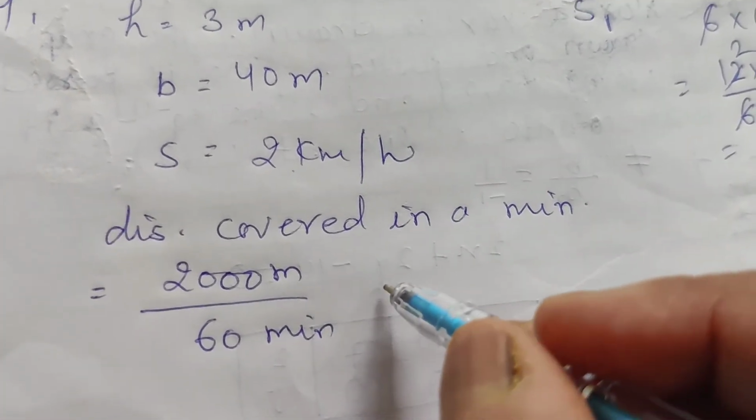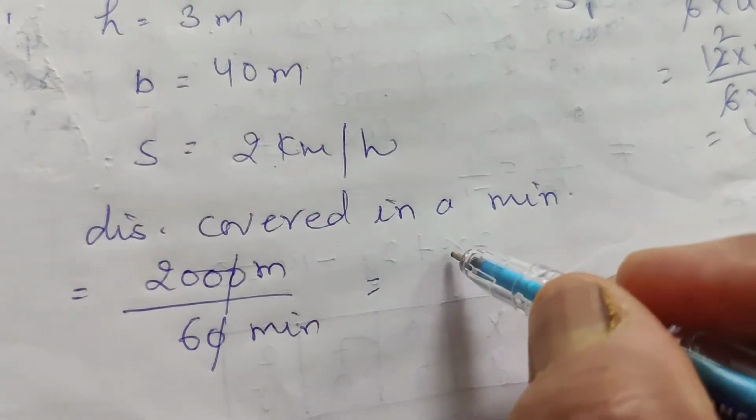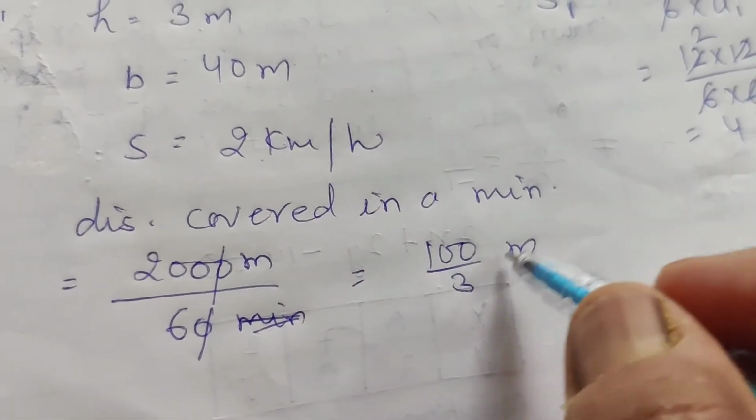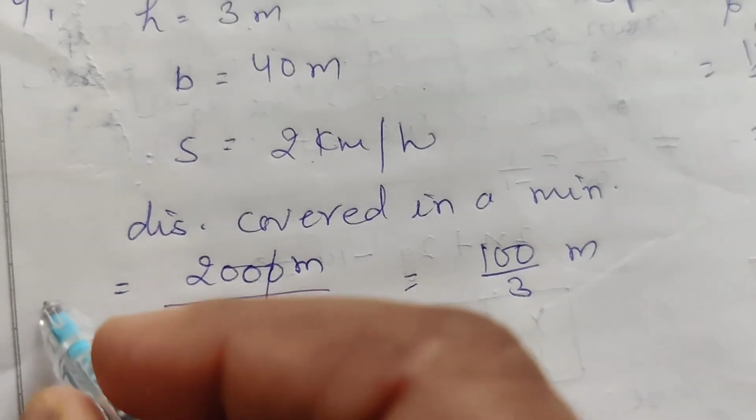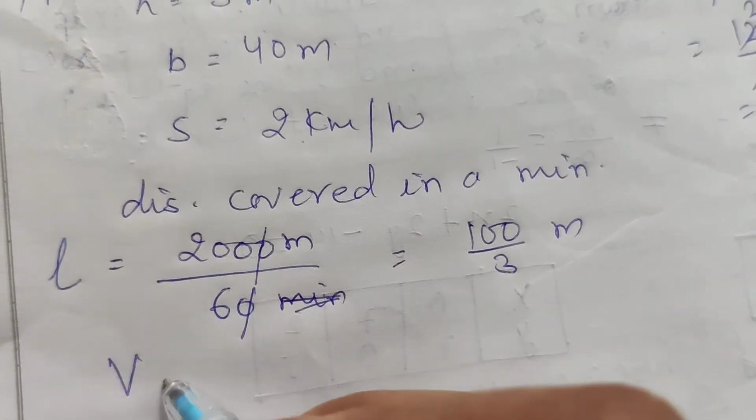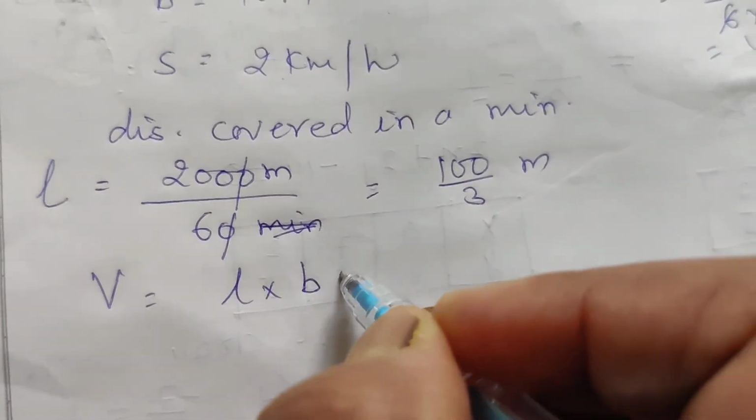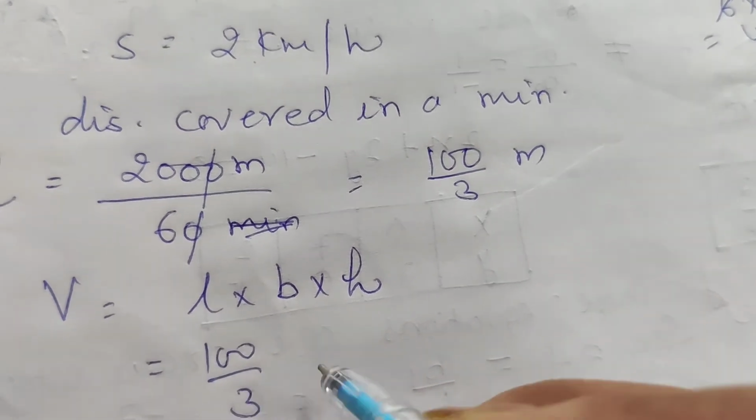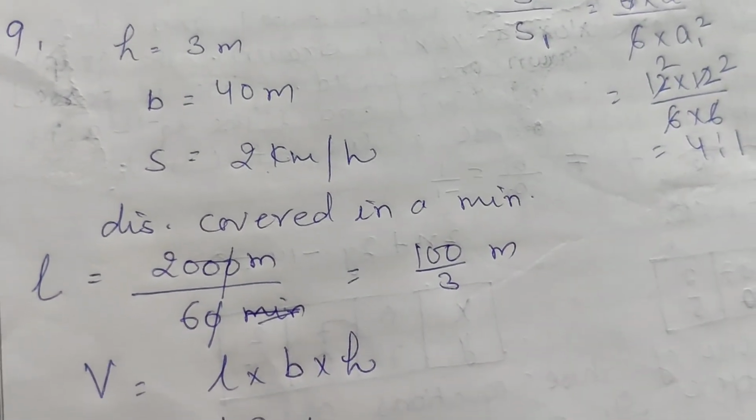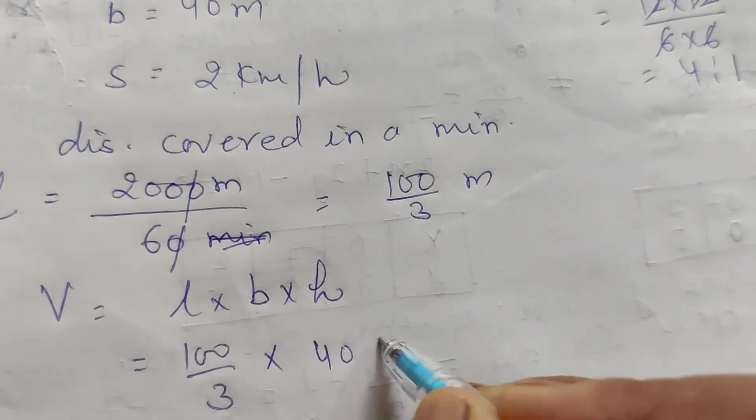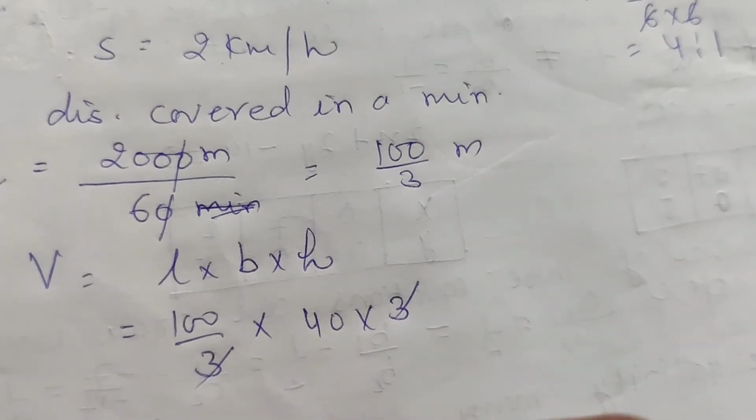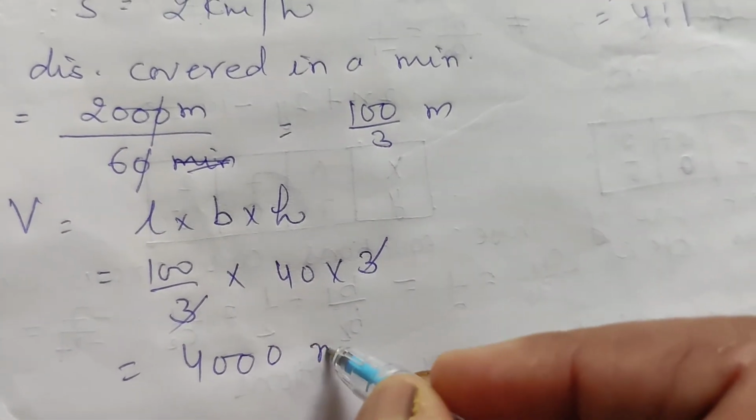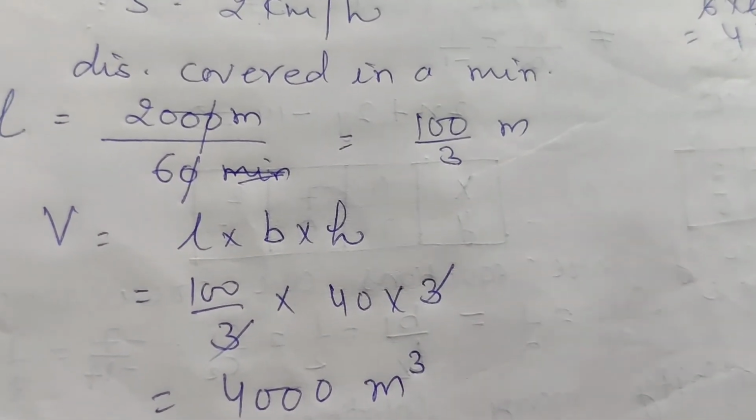Okay, so cancel this 0 and 0: 100 by 3 meter. This is the length, and to find the volume, it is equal to length into breadth into height. Length is 100 by 3, breadth is 40 and height is 3. 3 cancel. 4000 meter cube, cubic meter, is the volume of the water which flows through in a minute.